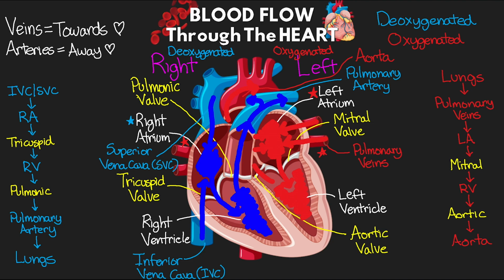And remembering the order of the heart valves can be difficult. The mnemonic TPMA can help. Toilet, paper, my, asset. Tricuspid, pulmonic, mitral, aortic. Alright, that's all I got. That's the blood flow through the heart.